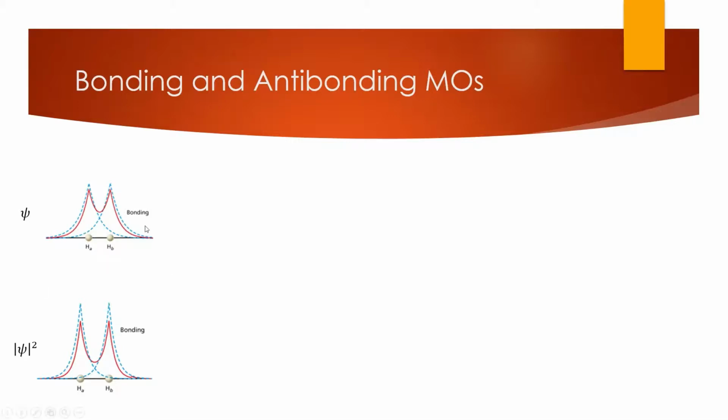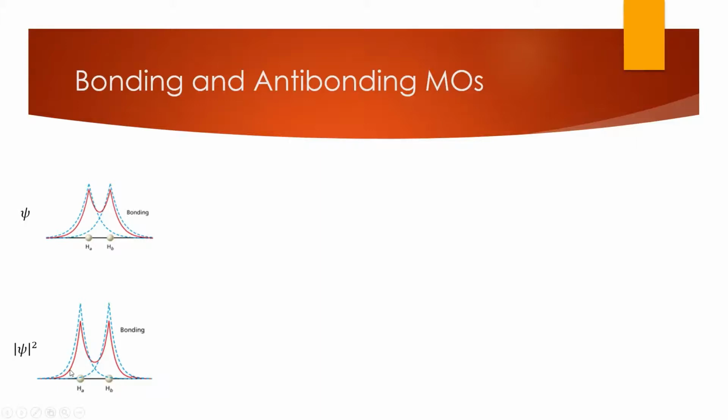In the top here, we have the wave function, and in the bottom, we have the square of the wave function, which will be the probability density. So what you can see is that for the bonding orbital, there is more electron density between the atoms than we would expect from two separate atoms. There's also less density away from the nuclei than you would expect.